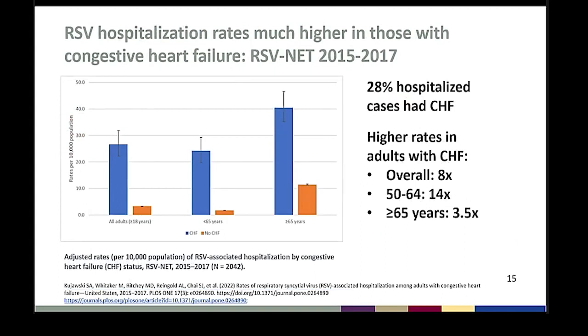Comorbid conditions greatly increase the risk of hospitalization from RSV. One condition that clearly increases risk is congestive heart failure. This slide from a published study with RSVNet data shows population-based rates of RSV-associated hospitalizations among patients with congestive heart failure in blue and those without in orange. Rates for all adults 18 years and older are on the left, less than 65 is in the middle, and those greater than 65 is on the right. Overall, 28% of hospitalized RSV cases had CHF, and hospitalization rates were 8 times higher in patients with congestive heart failure compared to those without.